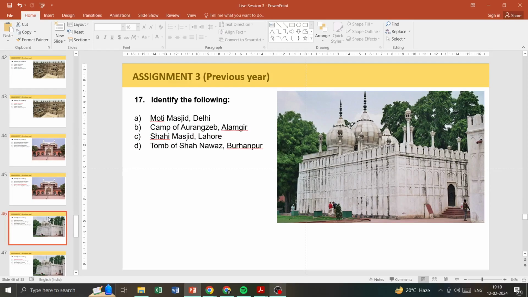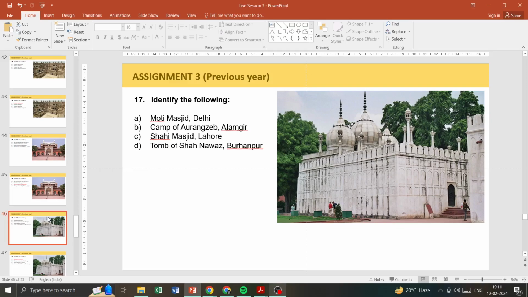Question number 17. Identify the following building, and the options are Moti Masjid, Delhi, Camp of Aurangzeb, Alamgir, Shahi Masjid, Lahore, and the tomb of Shahnawaz Burhanpur. So this is actually Moti Masjid, and it was built in the 17th century inside the Red Fort complex in India. It was built by Aurangzeb, and it was also damaged during the siege of Delhi but was later restored by the British, and it is clad in white marble, and it has floral carvings in it.